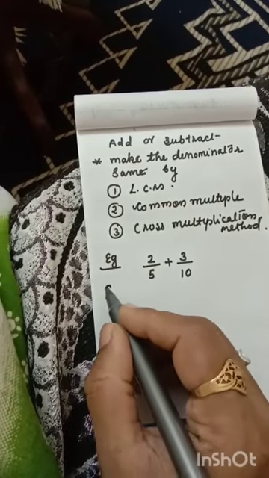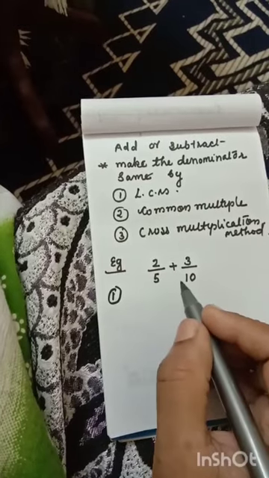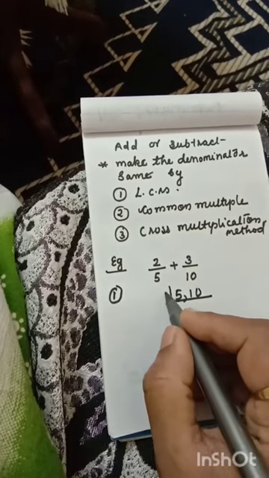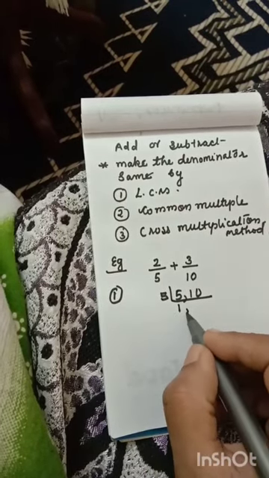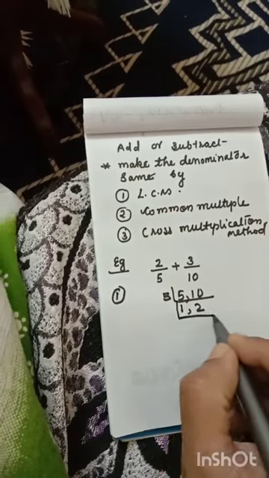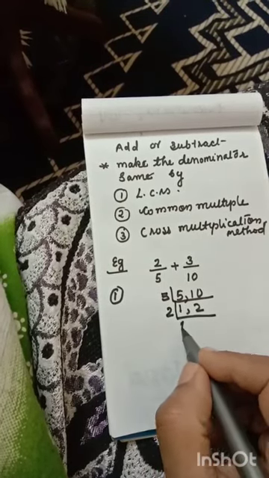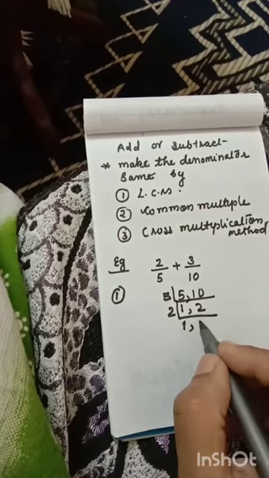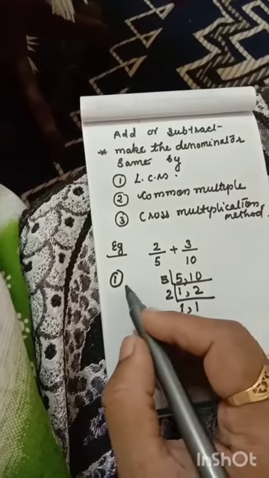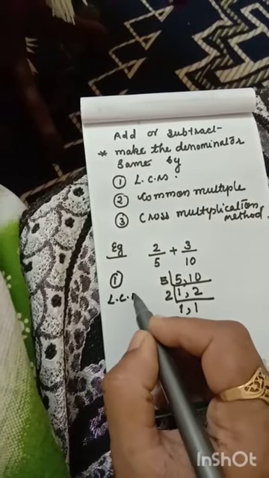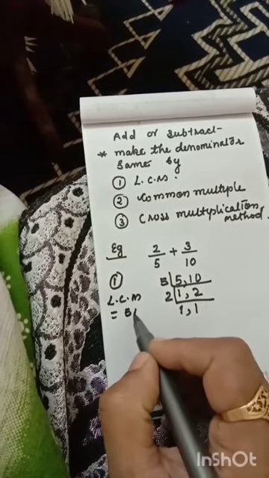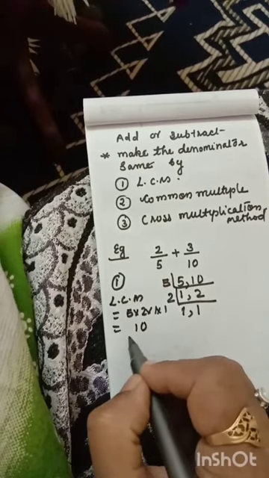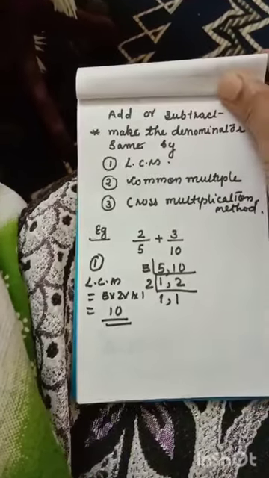First I am using LCM. Okay. What is the LCM of 5 and 10? 5 1 are 5, 5 2 are 10. 2 table 1 will not come, so you have to write 1. 2 1 are 2. Now LCM equals 5 into 2 into 1 into 1. That is 10. We are getting LCM as 10. Understand, children?